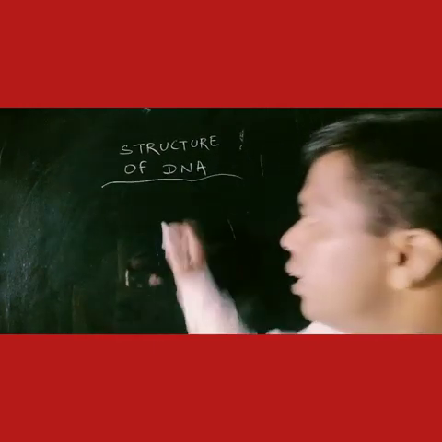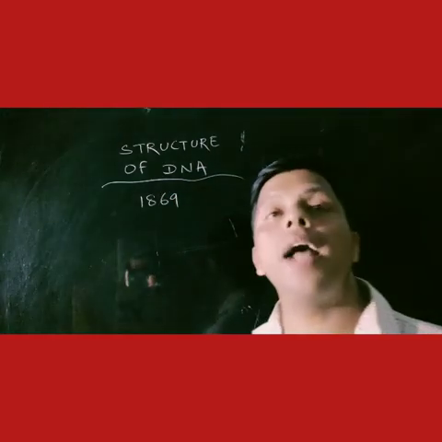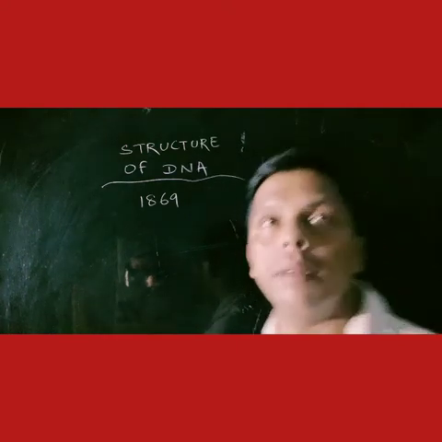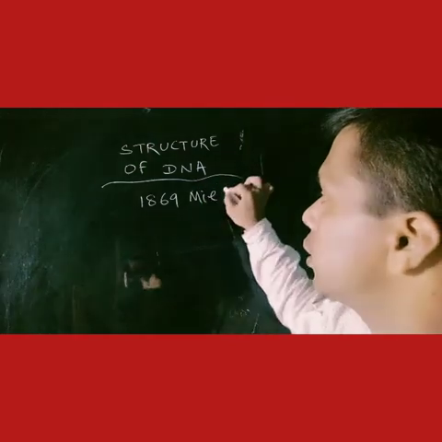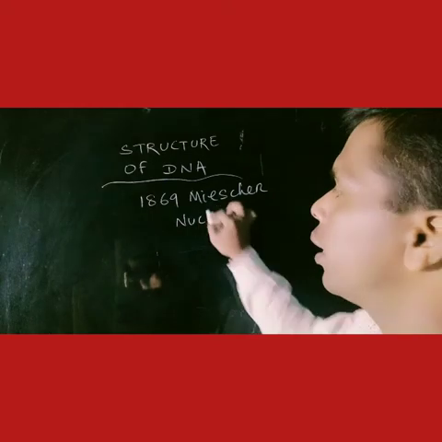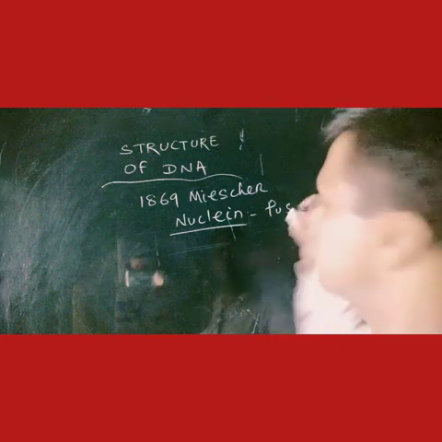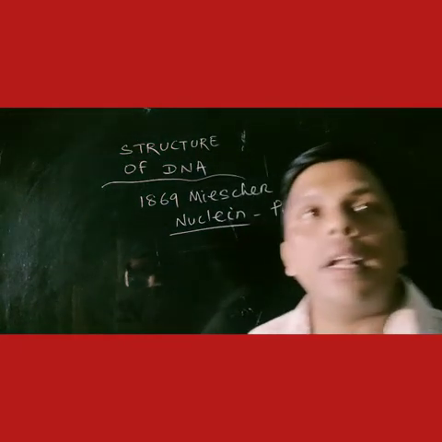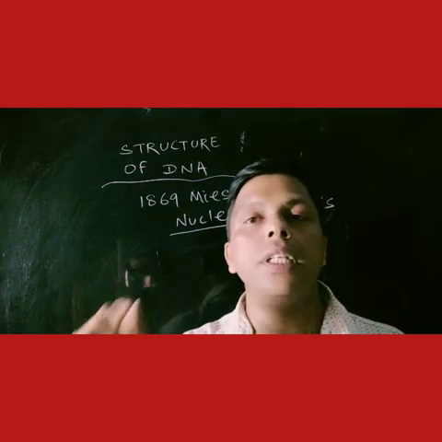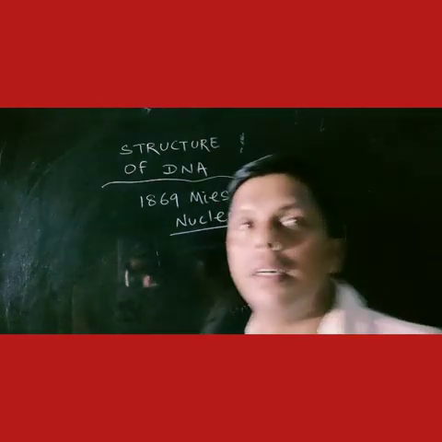In 1869, Miescher first isolated a class of chemical called nuclein from the pus cells. The nuclein are a variety of chemicals. Later, these chemicals were named nucleic acid by Altman.